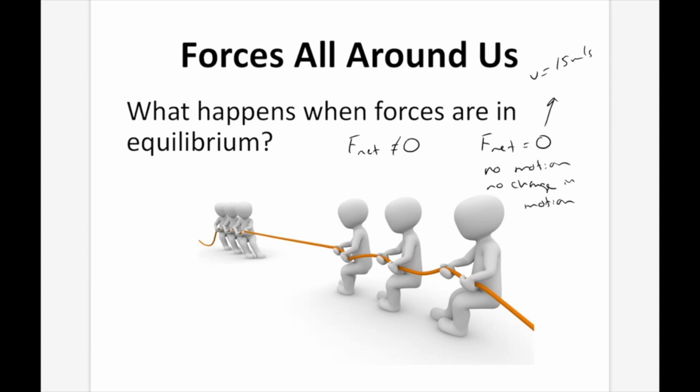A good example of this is a tug of war. If these guys are pulling with an equal force that way as that way, there's going to be no movement. So velocity is going to equal zero. However, if the guys on the right are pulling harder than the guys on the left, then the velocity will not equal zero, and you're going to get a movement of that rope.